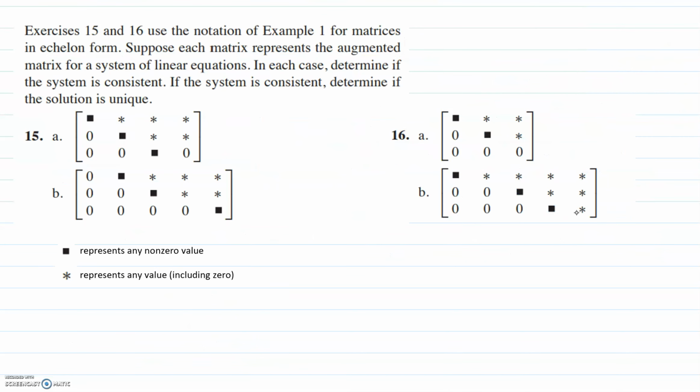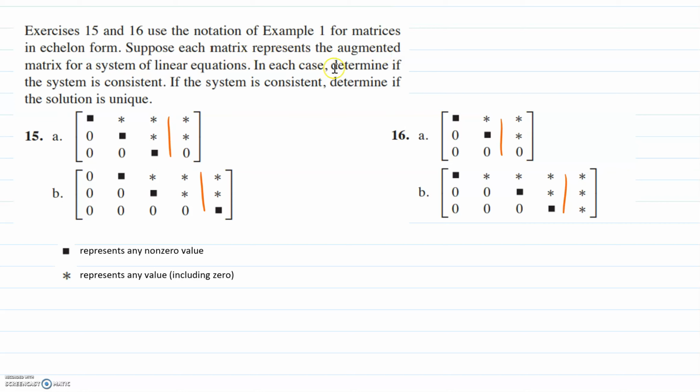So let's look at exercise 15 and 16 in the book. They use the notation from example 1 that we did in our first video, where the little rectangle represents any non-zero value, and the star represents any value, including 0. Suppose that each matrix represents the augmented matrix for the system of linear equations. So we have imaginary lines when we have an augmented matrix. If these were coefficient matrices, they would not have the lines there.